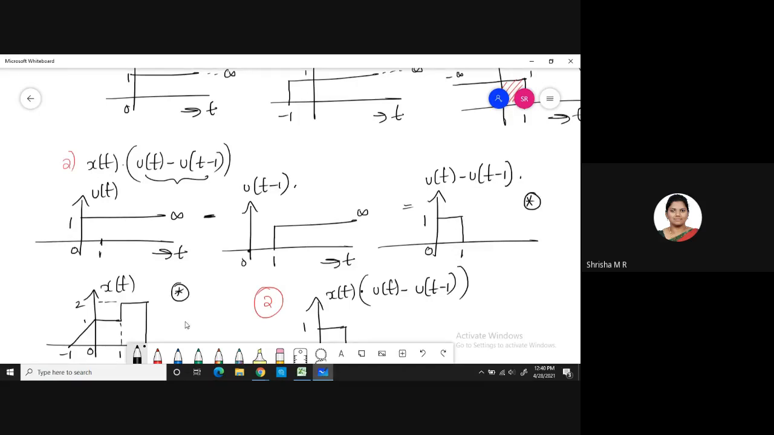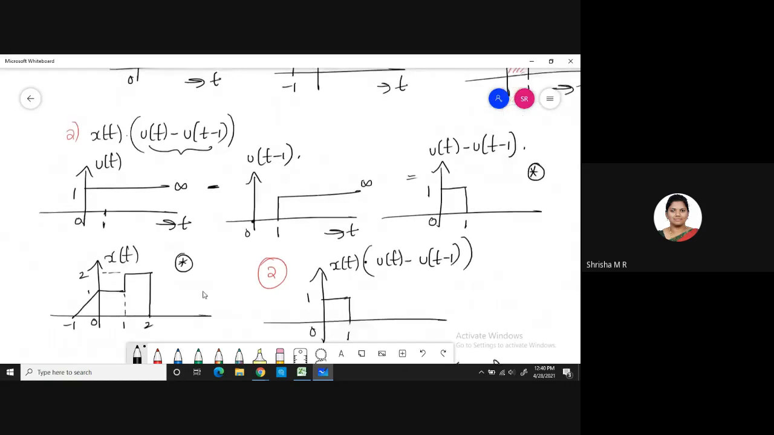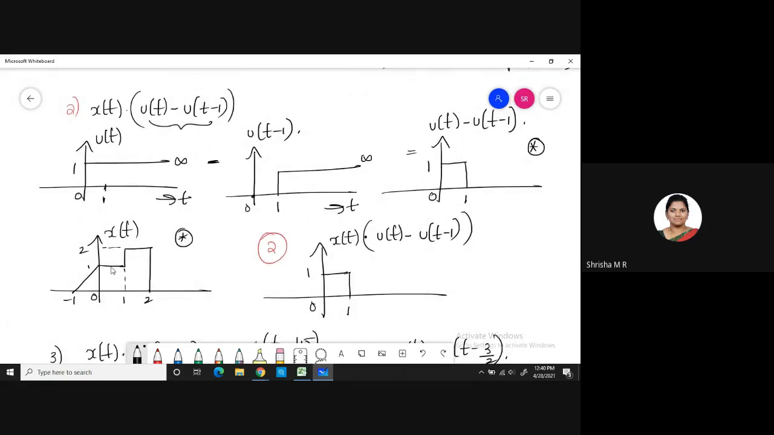Now multiply this with x of t. Check the overlapping space. You have overlapping space only from 0 to 1. So you get a signal from 0 to 1 only, because to the left of this also you have 0, and 0 multiplied with anything is 0. To the right of this also you have 0, and 0 multiplied with anything is 0. So the overlapping space is just from 0 to 1.